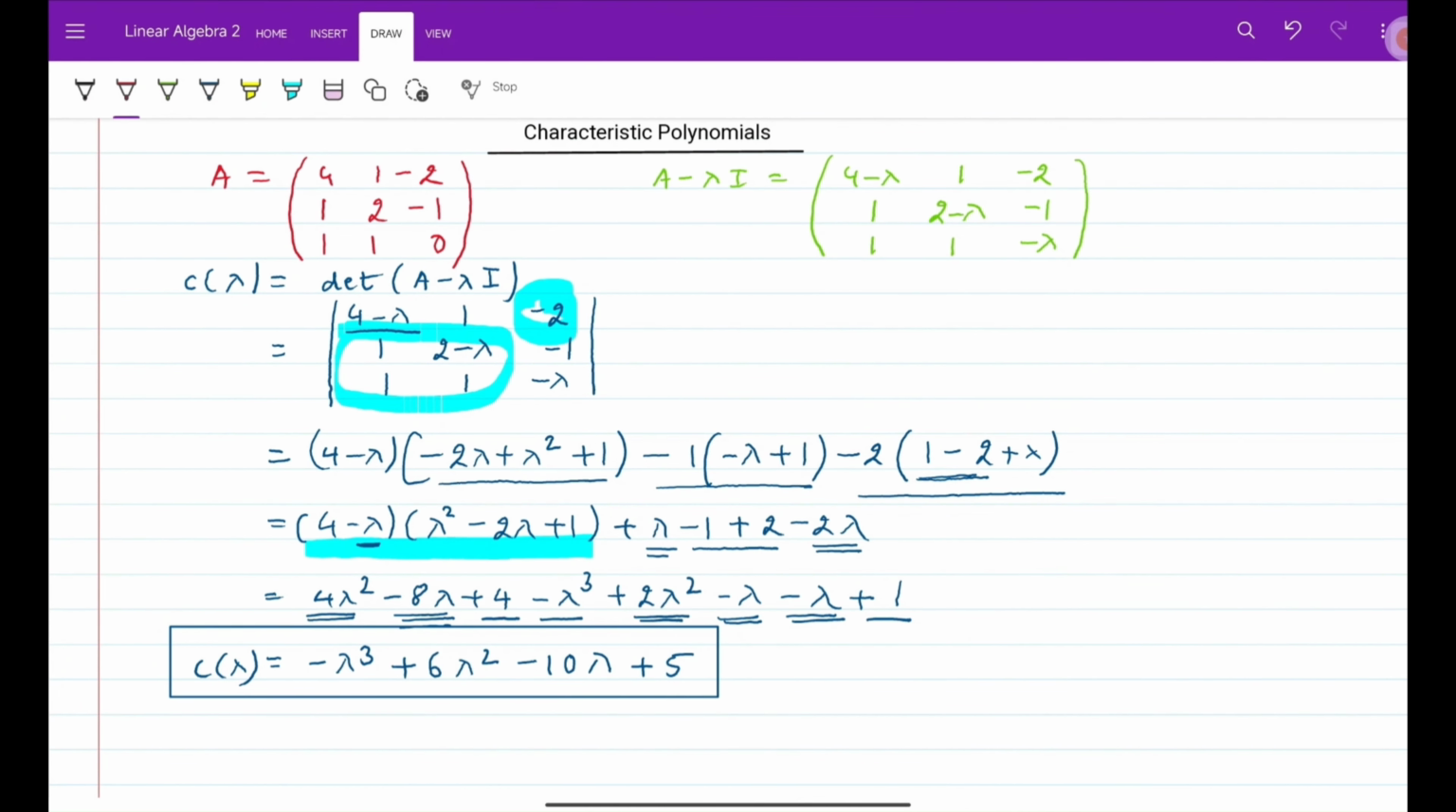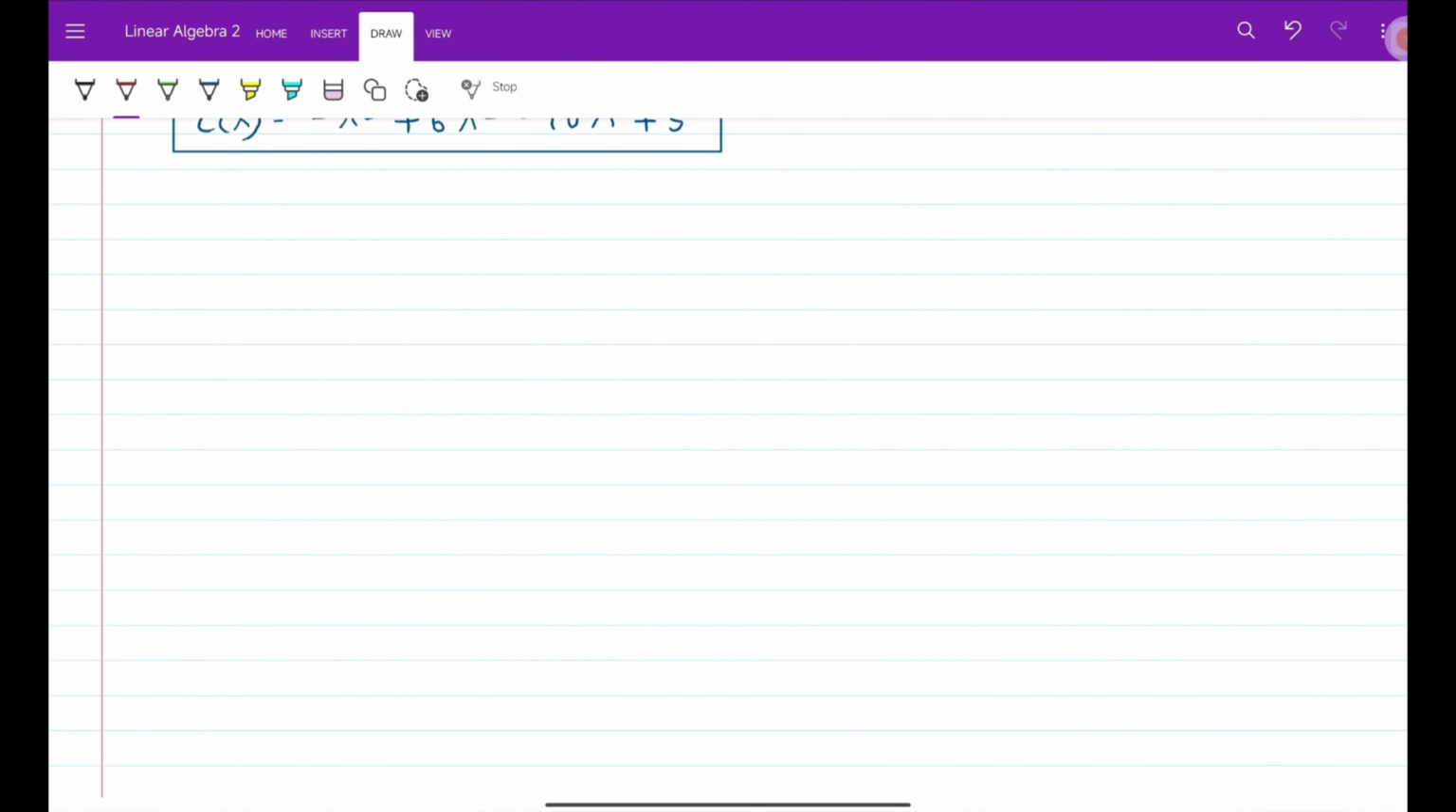As an exercise to this in continuation, I want you to find out the characteristic polynomial of the matrix B given as follows. Feel free to comment your answer.